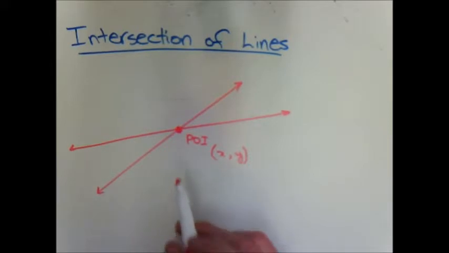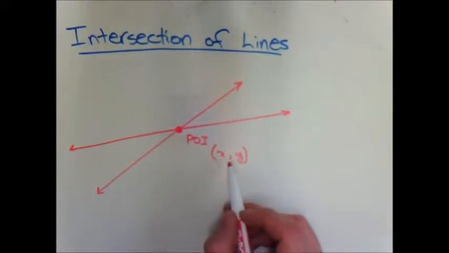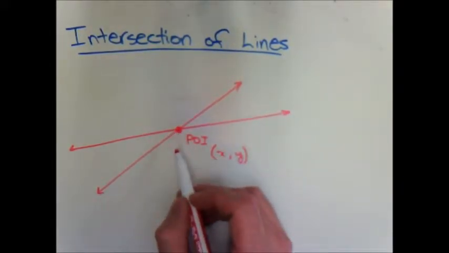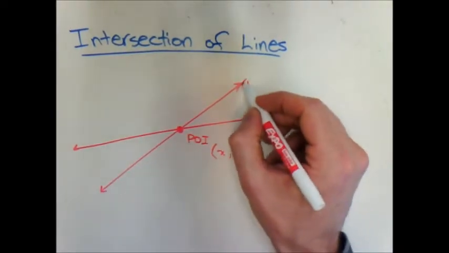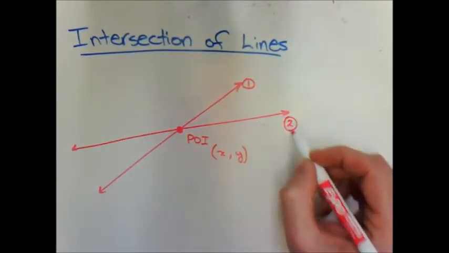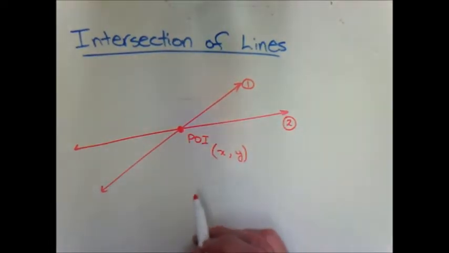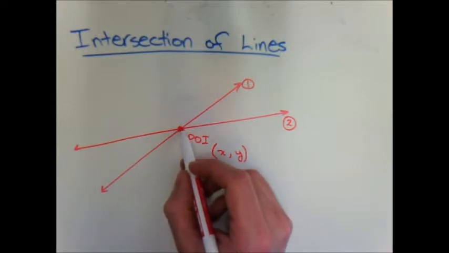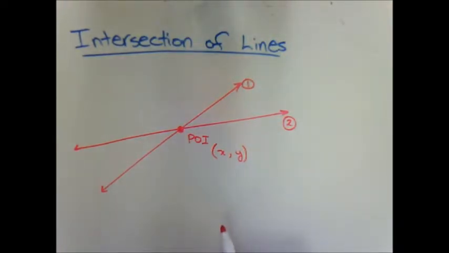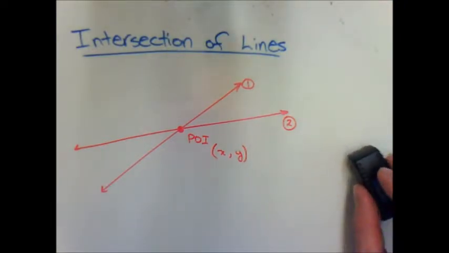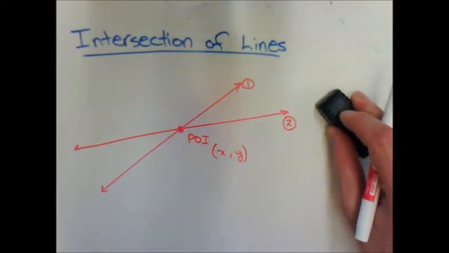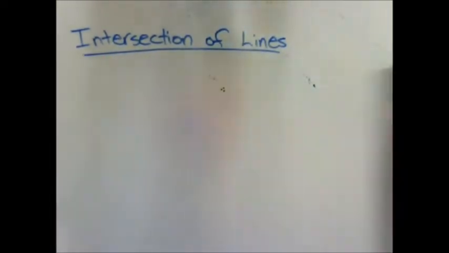What we know about that location is that the x and y that they meet at will satisfy the equation of the first line and the second line, which means that the x from line 1 is equal to the x from line 2 where they meet. And we use that information to help us solve these problems, either by substitution or by elimination. We're going to take one example here and find the intersection of two lines.